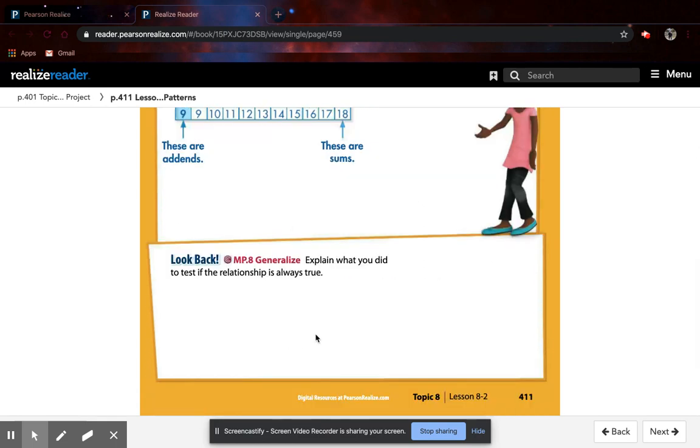Now the bottom part says, explain what you did to test if the relationship is always true. And for this, it's just the work that I had shaded in, like the blue on the table above before I erased it, obviously. So if you want to go back a couple seconds, that's totally fine. So basically, I repeated the same steps for different sums and compared what I found. I shaded different sets of three numbers and tried to see if the rule that I came up with was true. And it ended up being true.